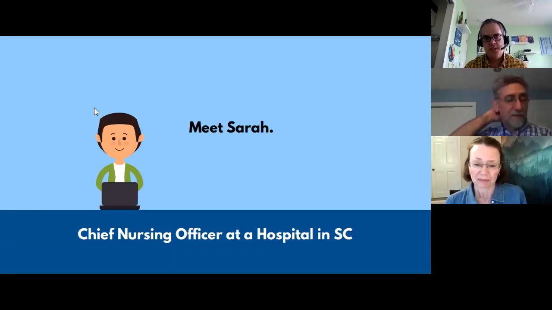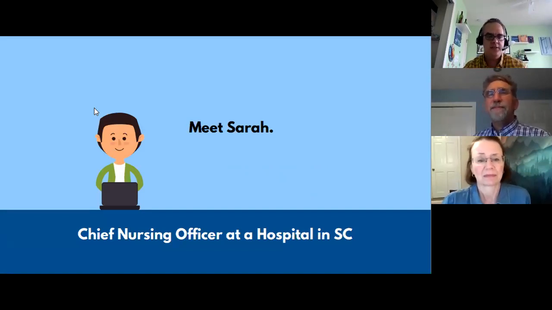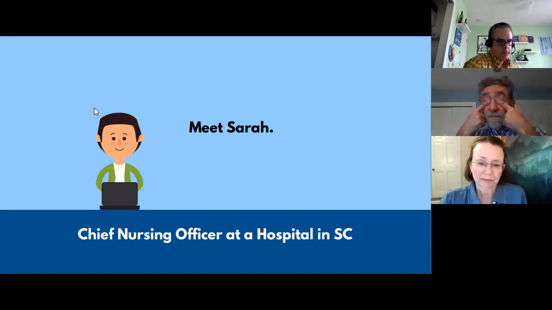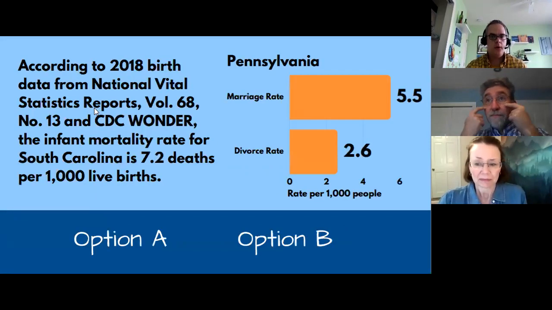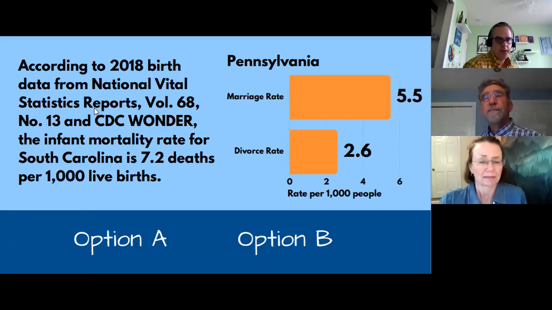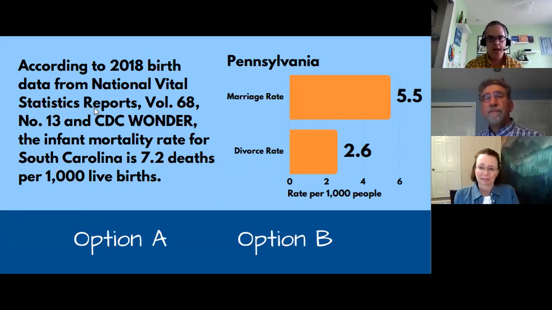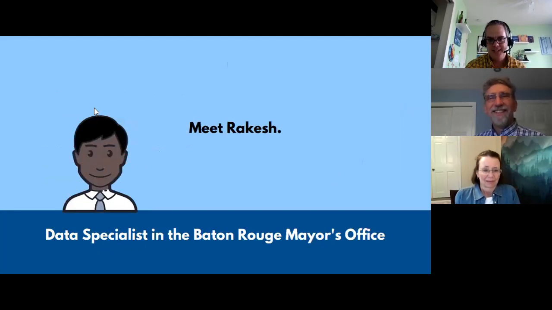First, I want you to meet Sarah. Sarah is a chief nursing officer at a hospital in South Carolina, and we're designing a chart for her. So now I wonder, which option, A or option B? In B, we have Pennsylvania's marriage rate versus divorce rate. And in option A, we have data about infant mortality in South Carolina. Which do you think? Wow, everybody said B the first time, but now everybody's saying A. That's amazing.